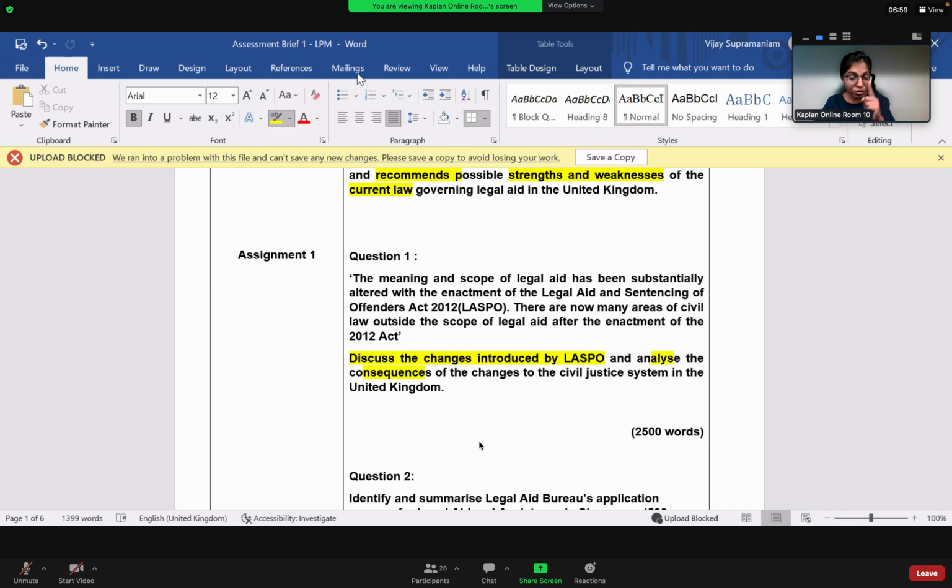Then a good student, you want to score 70%. You want to get first class, you have to do something which is not directly in the instruction. You have to find proposals to strengthen the current law. So this is something that I will not take you through. You have to do your research because it's a research essay.